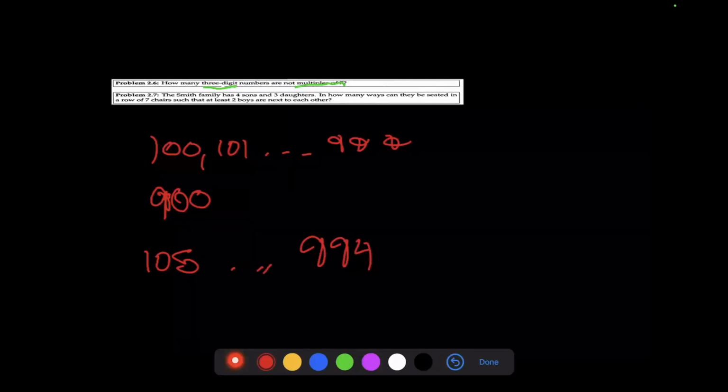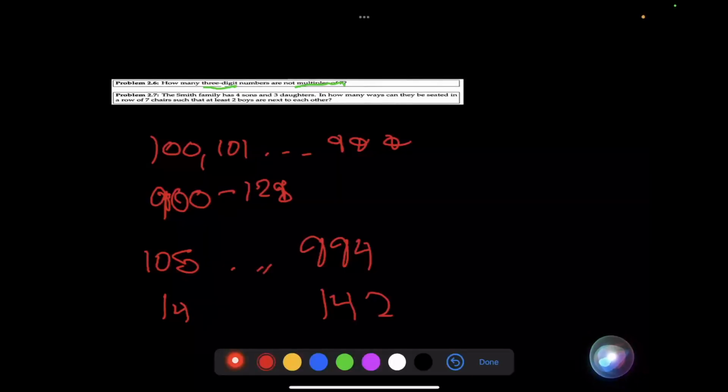Dividing the entire thing by 7, you get 15 and 142. How many numbers are between them, inclusive? You get 128. And subtracting 128 gives you the answer.